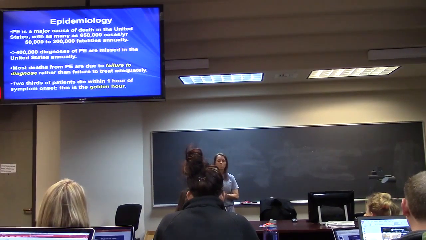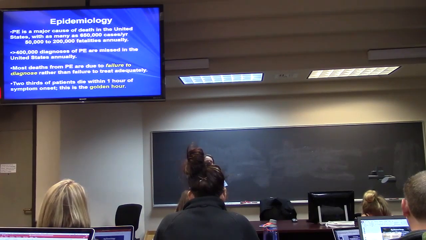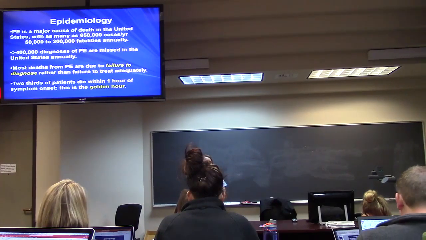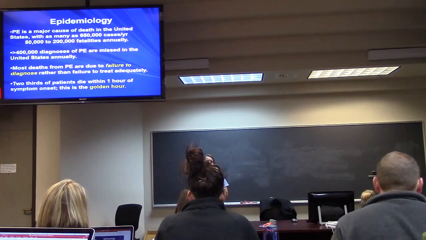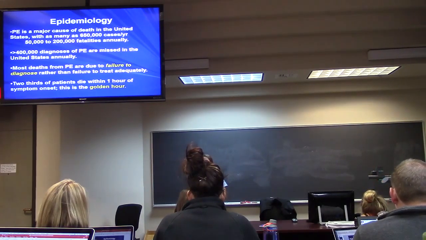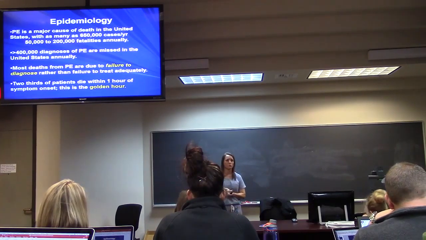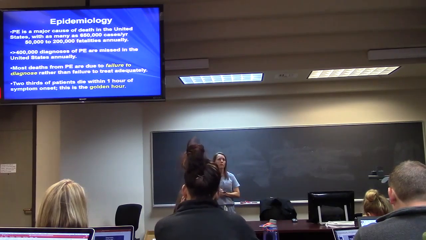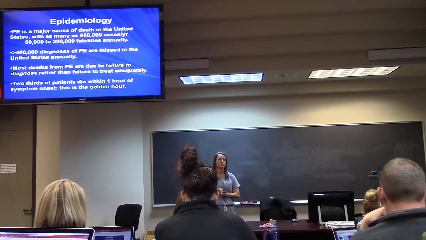So what is the PE? It's a huge cause of death. It's a lot more common than I think we think of. 400,000 diagnoses of PE are missed in the U.S. per year. That's a lot. And most of the deaths from pulmonary emboli are people who are never diagnosed, not people that are treated. So people don't necessarily die from anticoagulation or from being treated. They die from us never even thinking about it. So that's why I say it's so important to keep it in your differential.